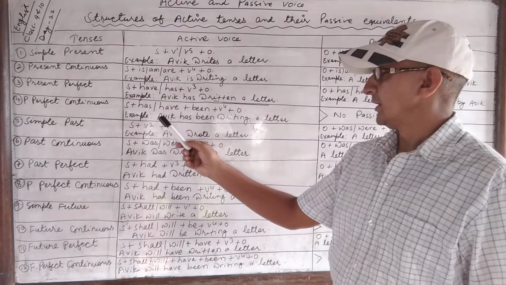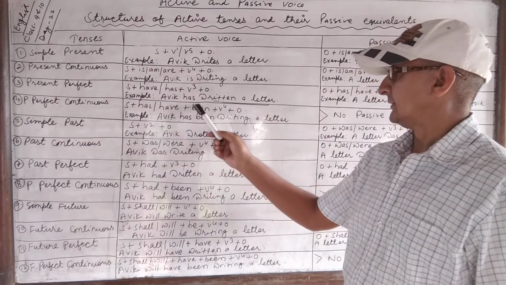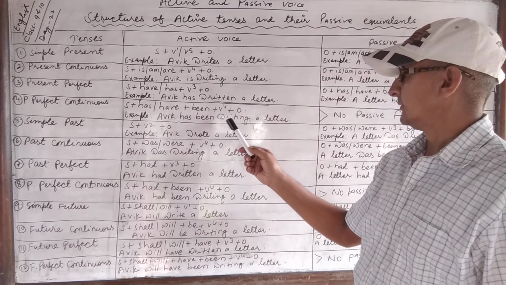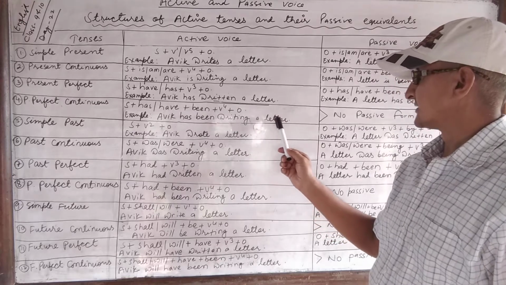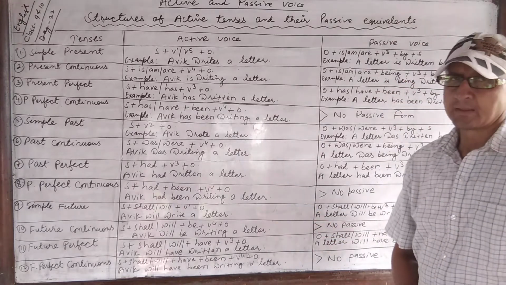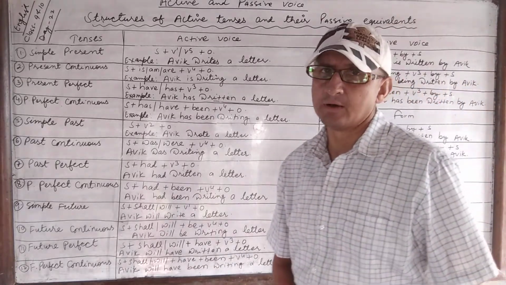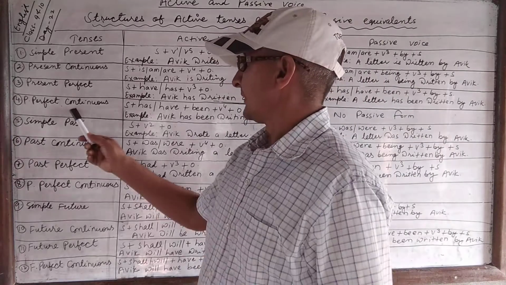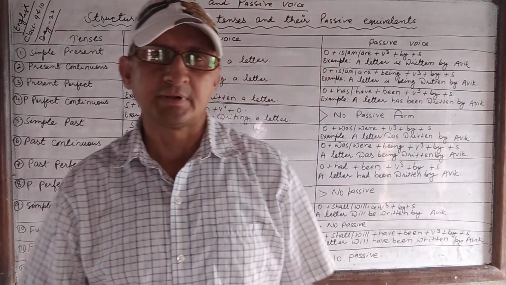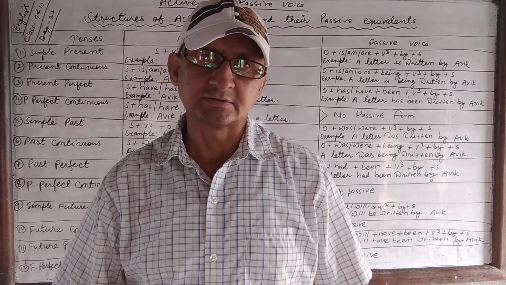Avik is the subject, with singular subject Avik we have used has, and then been and V-ing, writing, okay, and a letter is the object. And there is no passive form of the present perfect continuous tense. Present perfect continuous tense has no passive equivalent.